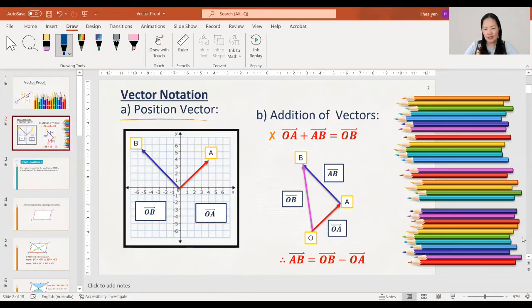Now, addition of vectors. If you look at vector OA and vector AB, they're going the same direction. But vector OB, it's not, because vector OB is the total vector of vector OA and vector AB. Vector OB has the same starting point as vector OA. Just remember that. So the equation of this sum, the total vector, is vector OA plus vector AB equals vector OB. And we can also rewrite this, making vector AB the subject.